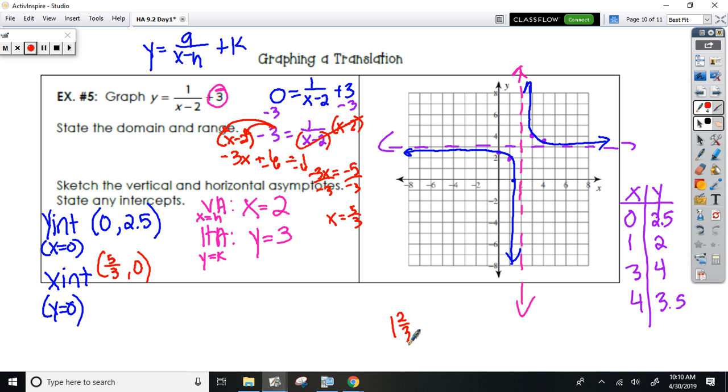And then domain and range are the last thing. Domain is all real numbers except what? X cannot equal 2. Good. Range is all real numbers except 3.